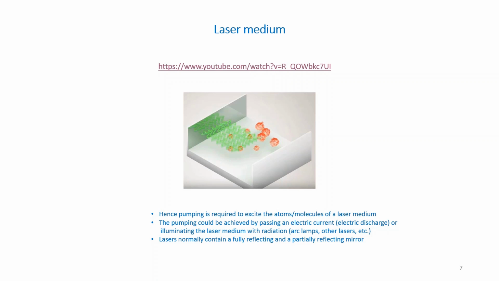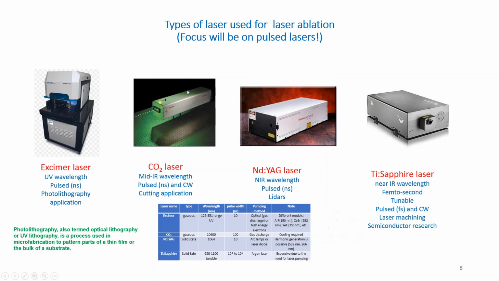Lasers normally contain a fully reflecting and a partially reflecting mirror, and the partially reflecting mirror is where the laser beam comes out. So this was some introduction about lasers.